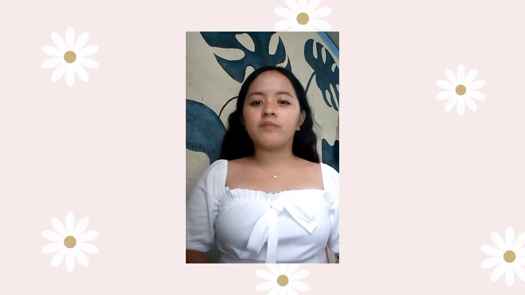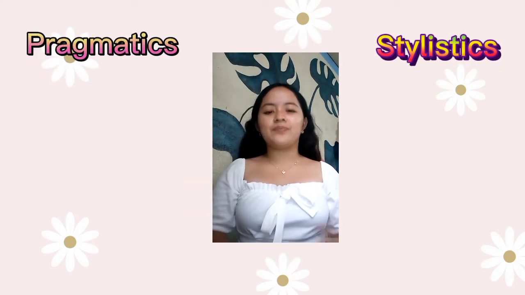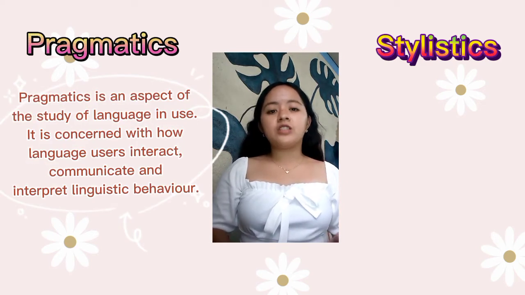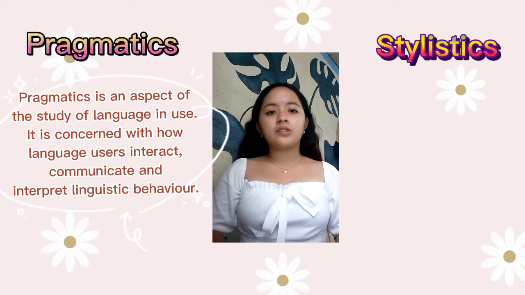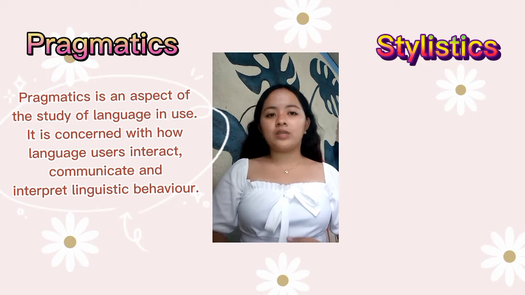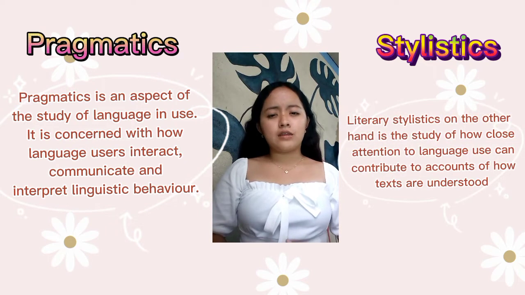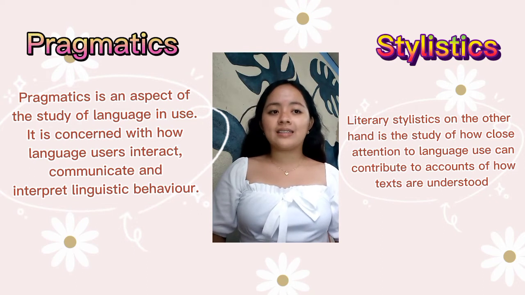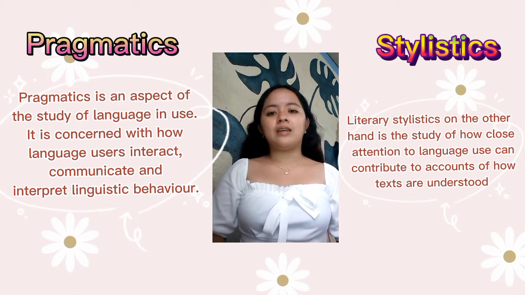For today's video, I'm going to discuss one of the types of stylistics, and I chose to discuss pragmatic stylistics. First of all, let me define the two terms in contrast, which are pragmatics and stylistics. Pragmatics is an aspect of the study of language in use. It is concerned with how language users interact, communicate, and interpret linguistic behavior. Literary stylistics, on the other hand, is the study of how close attention to language use can contribute to accounts of how texts are understood and evaluated.